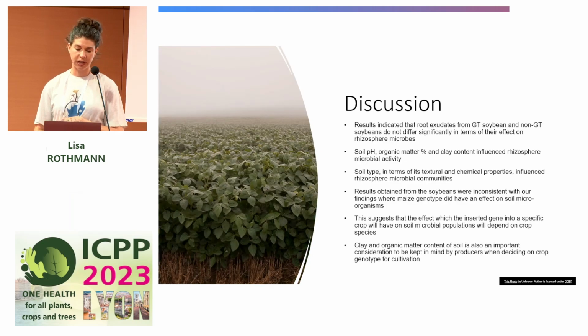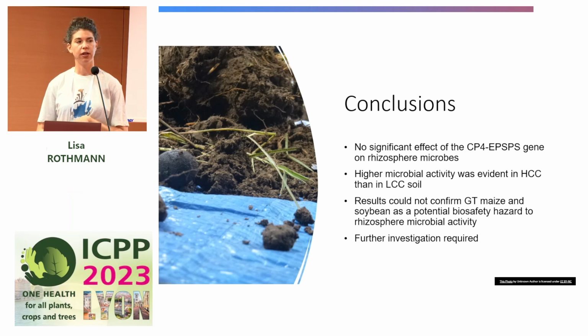So the results obtained from the soybeans were inconsistent with the findings of the maize genotypes, and this did affect the soil microorganisms. We also need to potentially look at the insert gene of those specific crops and look at the soil microbial populations. And the clay and organic matter of the soils were important considerations when you look at the characteristics of the soil specifically.